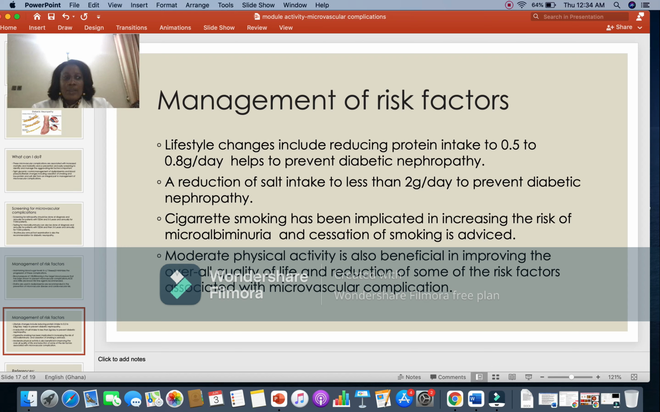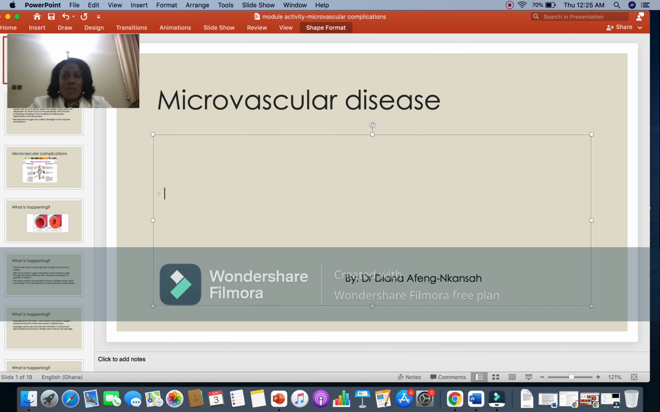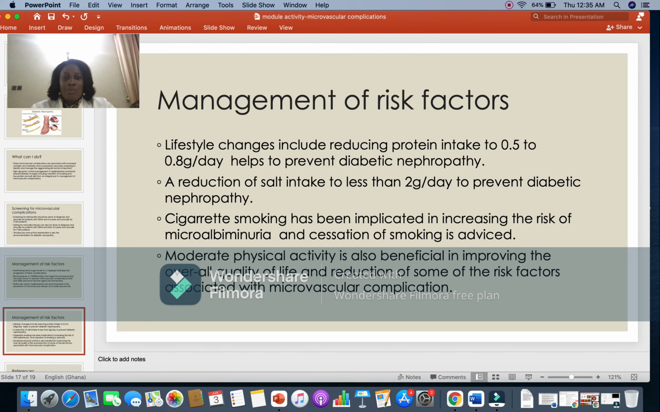It goes without saying that prevention is better than cure. And so, as we know how these microvascular complications occur, it is important that we stick to these preventive measures, screening measures, and management protocols to help prevent these debilitating diabetic conditions and improve the overall quality of life of the patient as we aim towards providing patient-centered care for our patients.